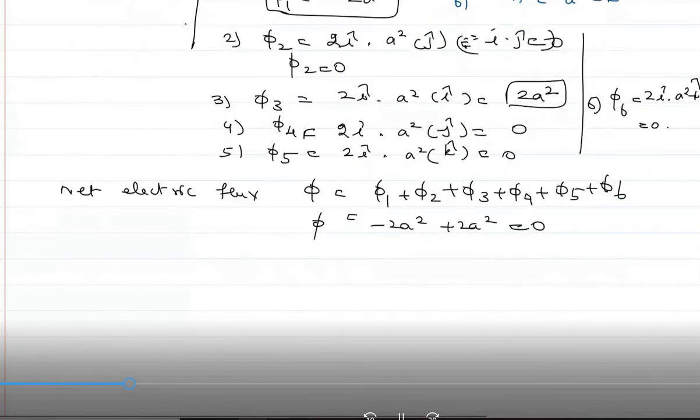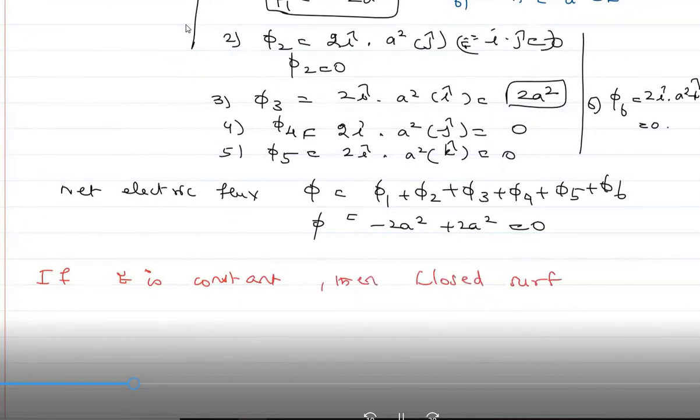And especially in MCQ, you should just remember that if E is constant, then for a closed surface, the flux is 0. Total electric flux enclosed in a closed surface placed in a uniform electric field will be 0. In simple words, I have written. Is it clear now? This is the essence of this. If you remember this, it will be very easy.